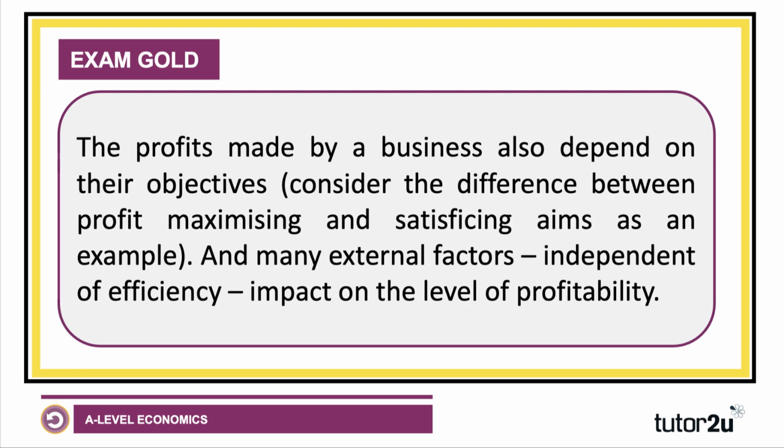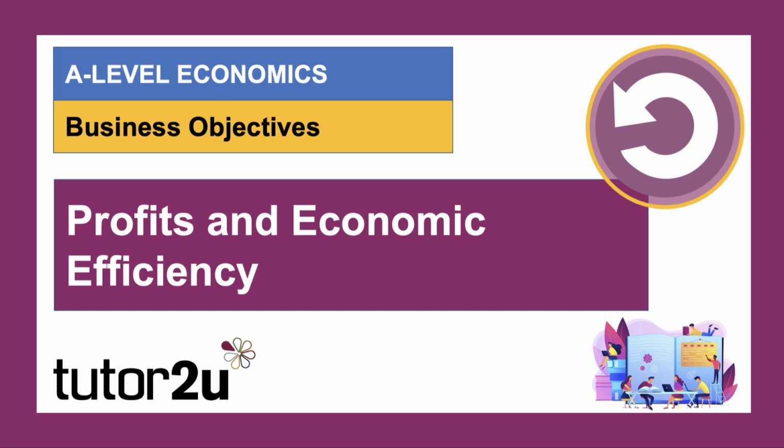The profits made by a business depend also on their objectives. So there might be a profit maximising business, or there might be a business happy to satisfice, or perhaps aim to maximise revenue or sales rather than go for profit max. And as we've just mentioned, many external factors also impact on profitability, and those factors are independent, essentially, of the degree of economic efficiency.